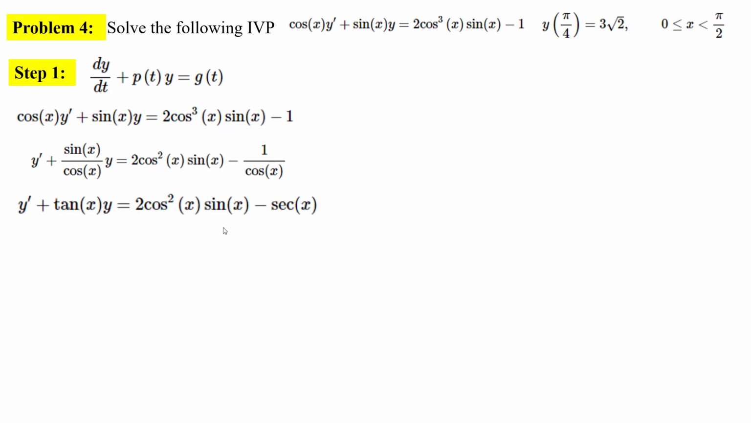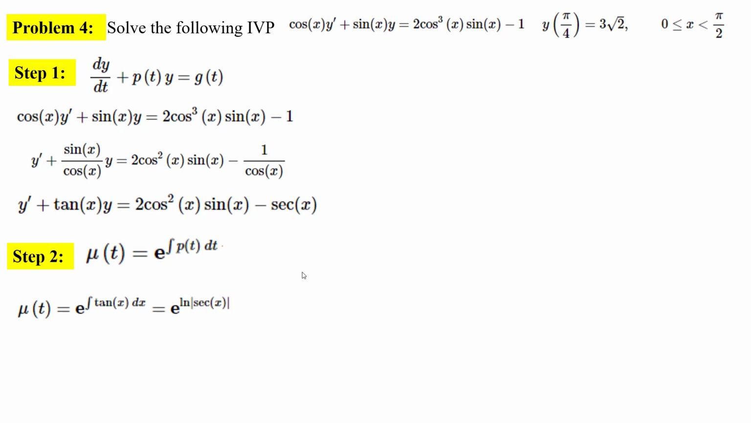Try to simplify. Sure, why not? Sine of x divided by cosine of x is tangent of x. And then this insanity stays. Oh, 1 over cosine is secant of x. All right, so it is in the right form to be called a linear ODE.